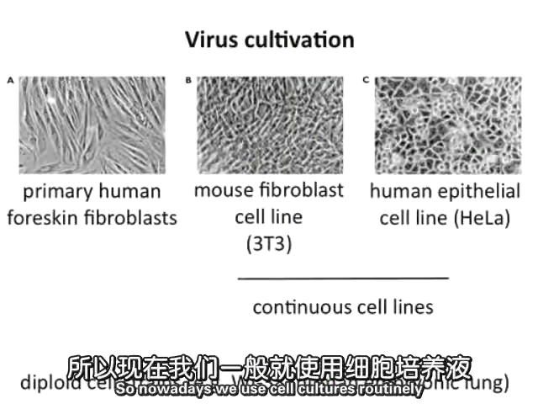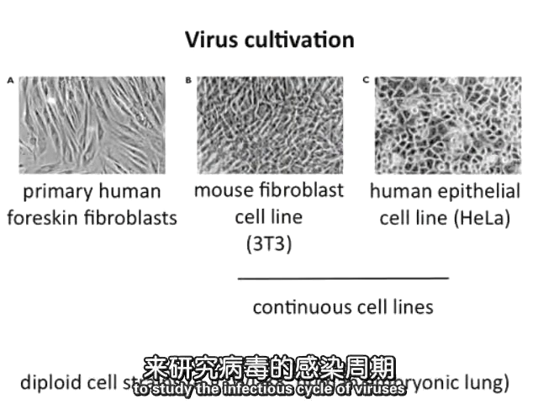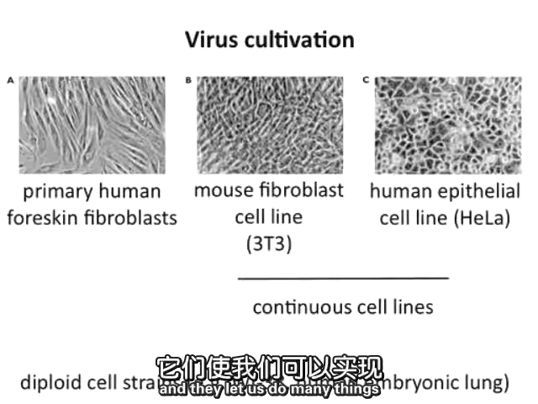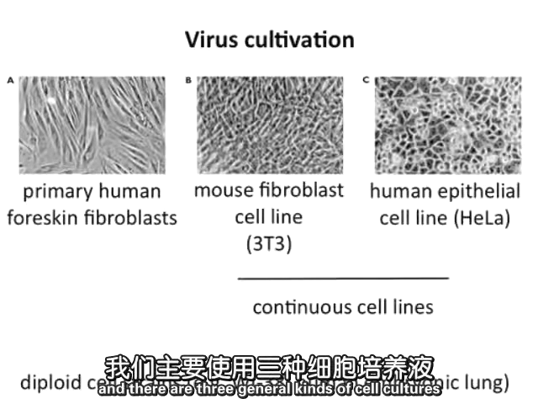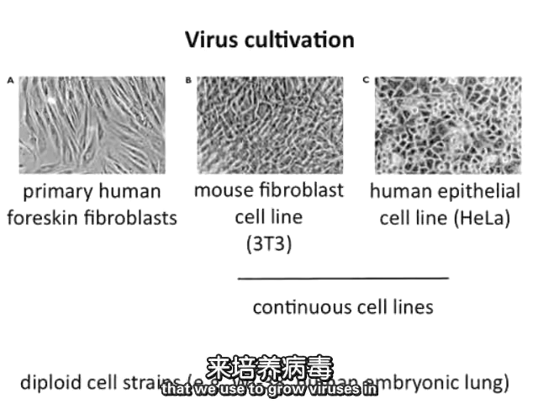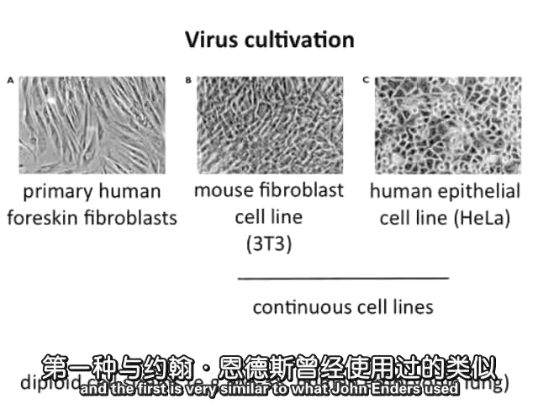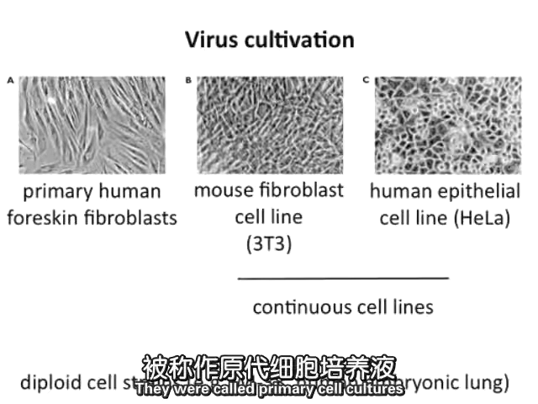So nowadays we use cell cultures routinely to study the infectious cycle of viruses. And they let us do many things that cannot be done in an animal. And there are 3 general kinds of cell cultures that we use to grow viruses in. The first is very similar to what John Enders used. They're called primary cell cultures.